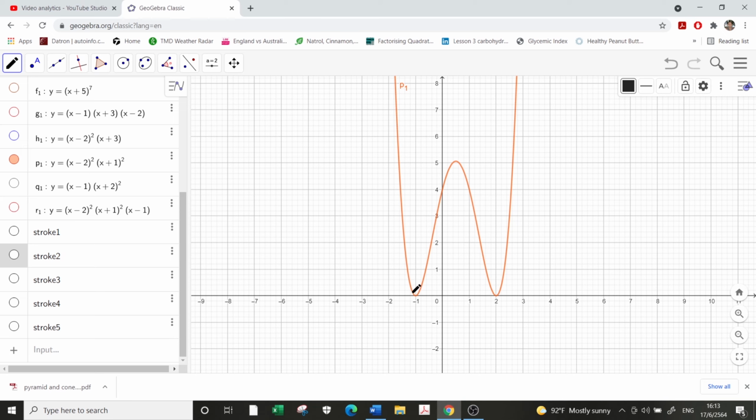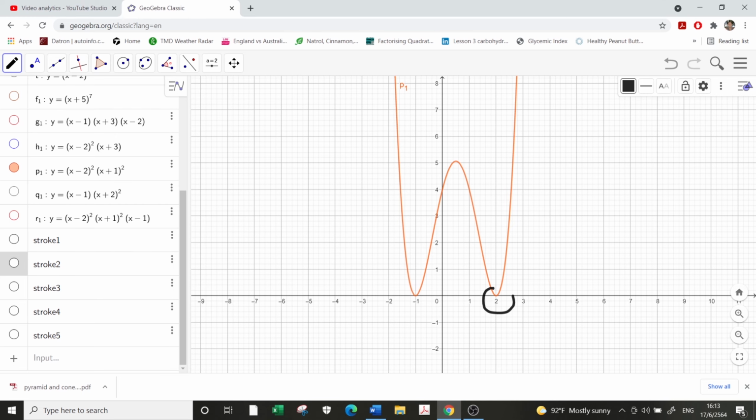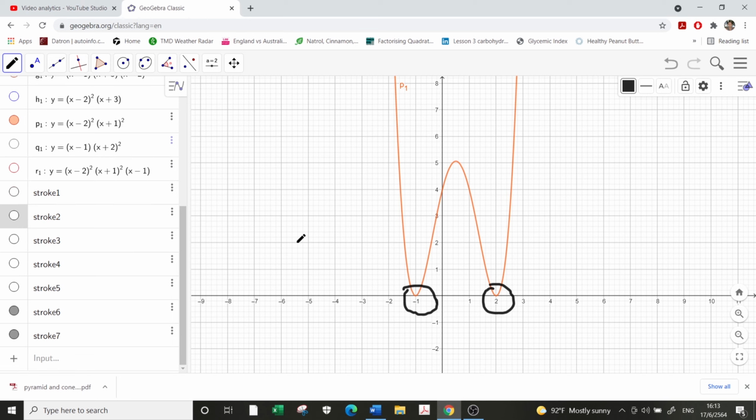So at 2, which comes from this factor here, we will touch the x-axis and pass up. We go up to this point, then down to minus 1, and that's your x-intercept from this factor here. And because we have even powers, the graph is touching the x-axis, but it's not passing through it. And that's because we have even powers here.